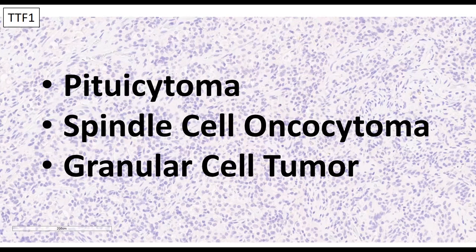Full credit. Pituicytoma, spindle cell oncocytoma, granular cell tumor. They may be a family of three, two more closely related than the third. That's fine. All of these show aberrant intranuclear strong expression of TTF1. Just wanted to be thorough. Let's rule out these for sure. You have to do it.